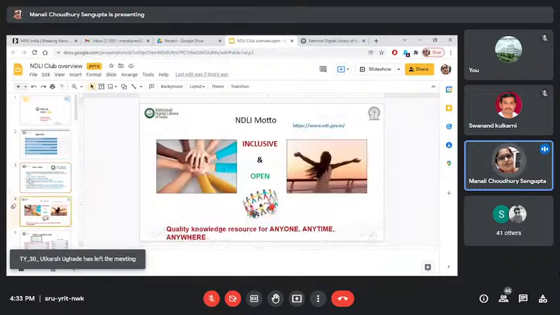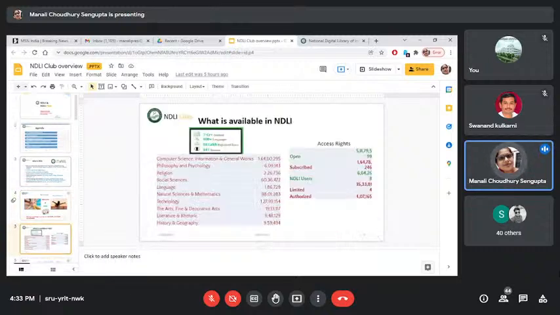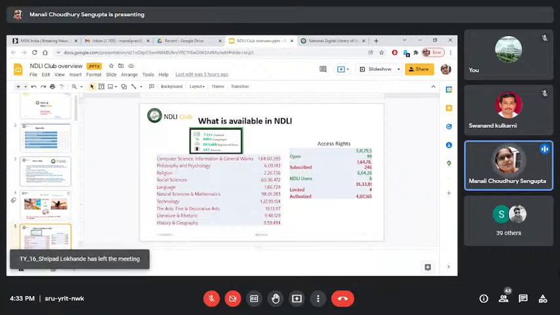And then comes our motto. The objective is to create an inclusive and open platform. This is for anyone, anytime, anywhere. As I told you, this is the kind of content we are offering. You can see the range: computer science, information and general works. Just look at the figure. And also philosophy and psychology, religion, social science. We have 60 lakh contents on social science, language, natural science, mathematics, technology, arts, fine and decorative arts, literature, history and geography.